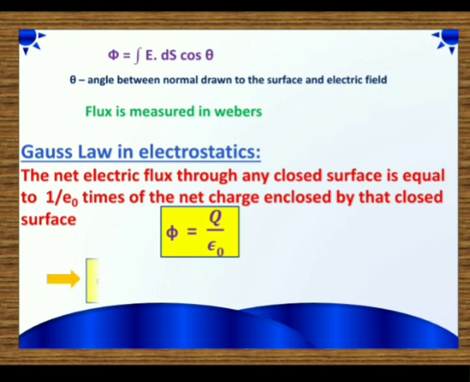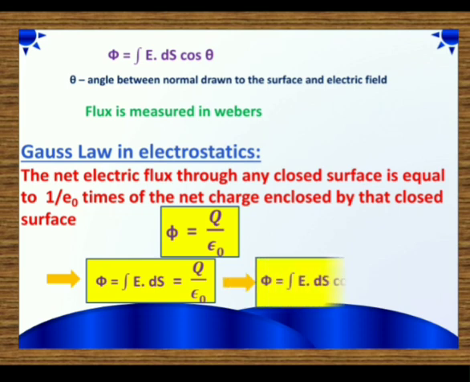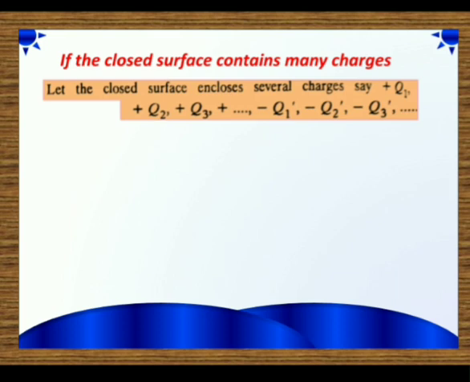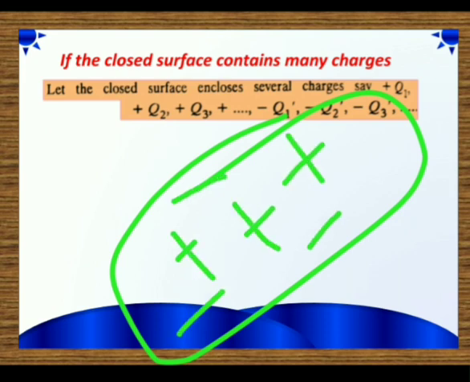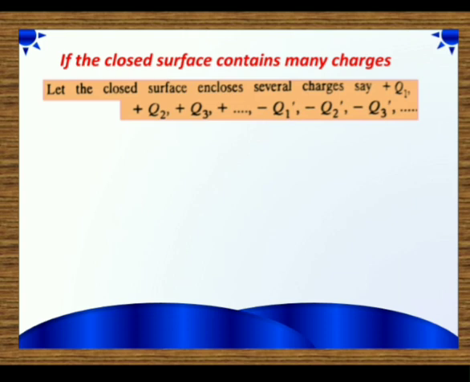Actually, flux can be written as integral E dot ds, which is equal to q by epsilon naught. To remove the dot product, I can write integral E ds cos theta is equal to q by epsilon naught. This is Gauss law. Suppose there are many charges inside the closed surface. This is my surface, here one charge, here one charge, like this. There are many charges inside the closed surface.